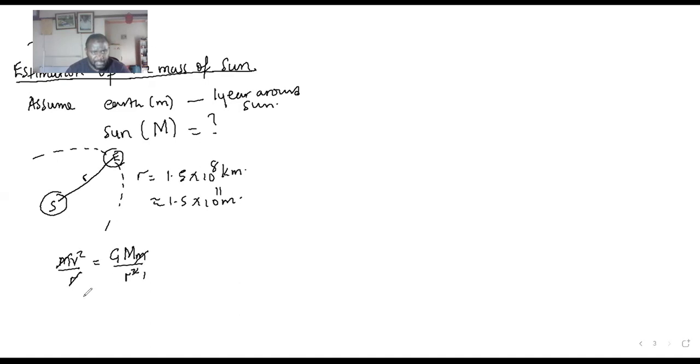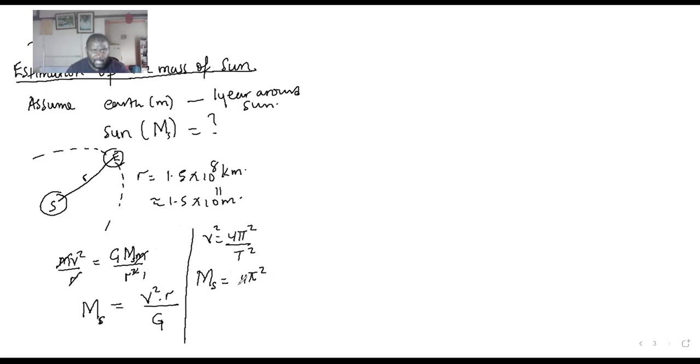When you lose R, we shall still now be in position to make capital M, the mass of the sun, the subject. Okay, let me maintain the MS here so that people have it clearly seen that this is the mass of the sun. It is going to be equal to V squared times R divided by the universal gravitational constant. Remember, I showed you that V squared was 4 pi squared over the period squared. So the mass of the sun is actually equal to 4 pi squared out of the period squared times R to the cube.